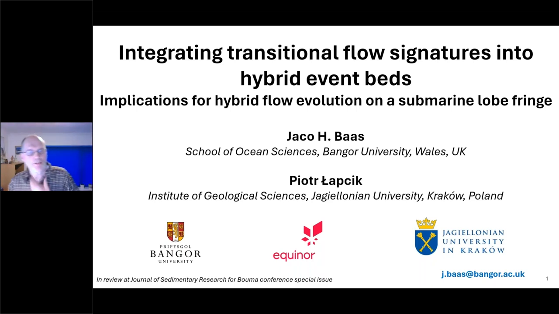So this work on integrating transitional flow signatures into hybrid event beds was done in collaboration with Piotr Łapcik from Kraków University in Poland. Piotr did most of the field work, using me more or less as his field assistant, a very interested field assistant, and he also led the statistical data analysis.